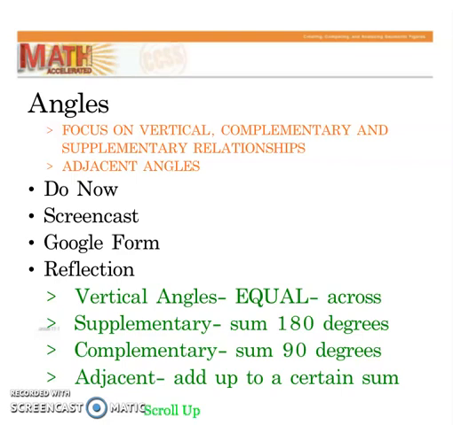So today we're going to do another day of angles. We are going to focus on vertical, complementary, and supplementary relationships. We are also going to talk about adjacent angles in which it gives you a sum, and the sum doesn't necessarily have to be 180 or 90. It could tell you what the two angles equal.